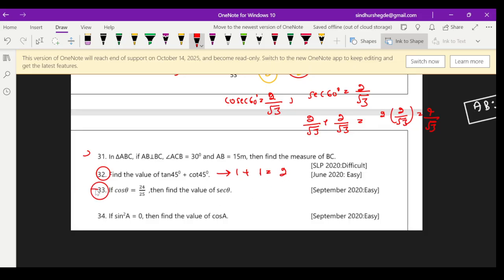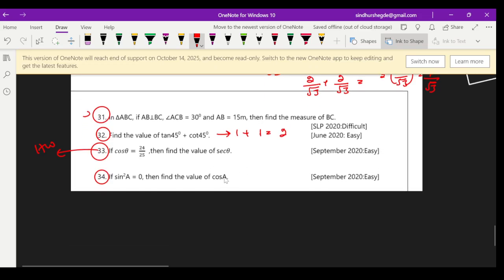Again, the 33rd problem is a homework problem. Easily you can try to solve this. Again I will solve the 31st and 34th one. The 31st one is: in triangle ABC, let's take a right angle triangle, where AB is perpendicular to BC.